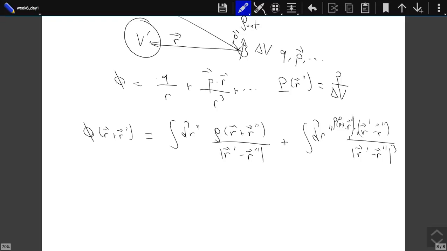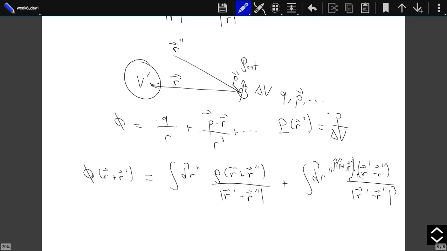The origin for calculating the multiple moments. You see, look at the density.